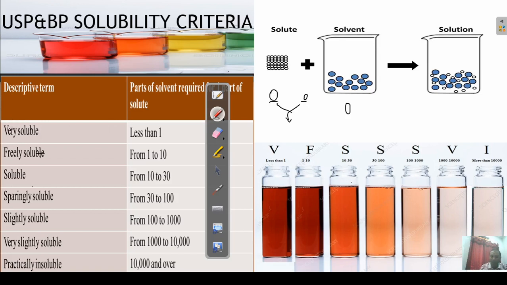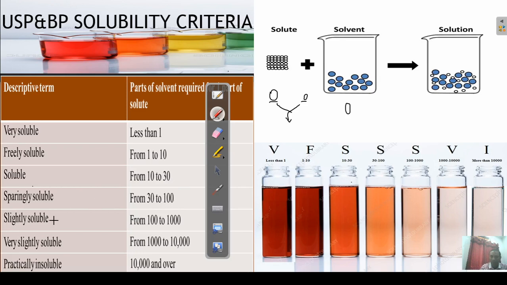In the same way you can understand the rest of the terms. In the second case you see here freely soluble. The term freely soluble is used when 1 to 10 parts of solvent are required to dissolve the solute. When we talk about the soluble term, it means that 10 to 30 parts of solvent are required. In case of sparingly soluble, 30 to 100 parts of solvent are required.